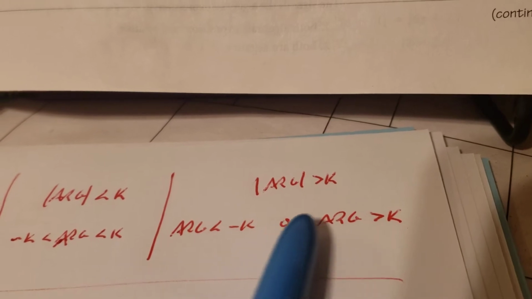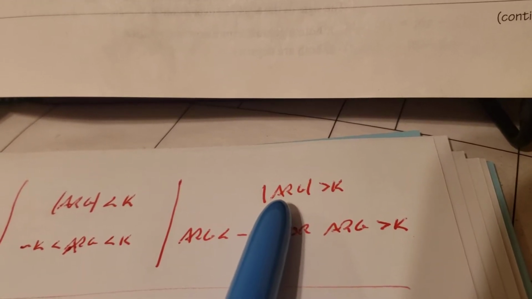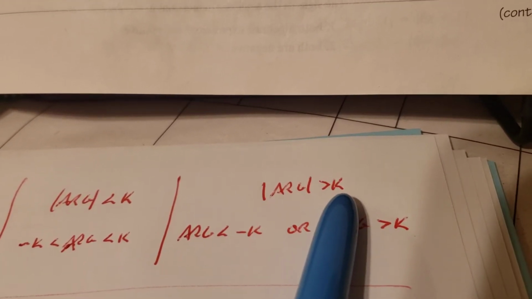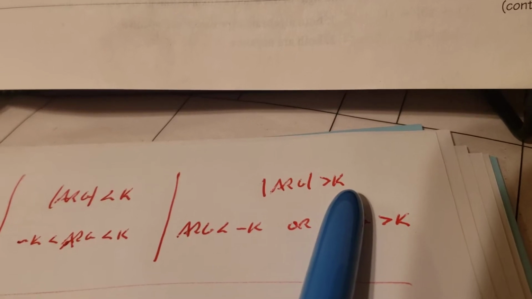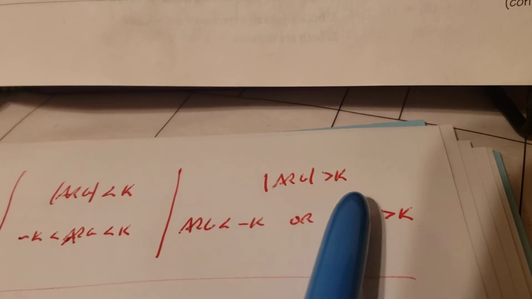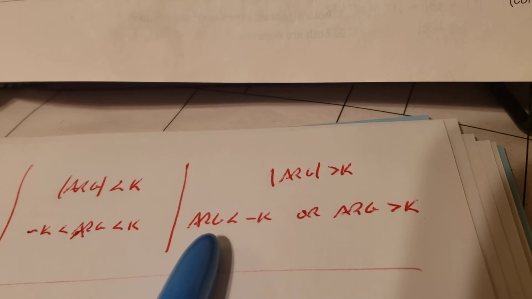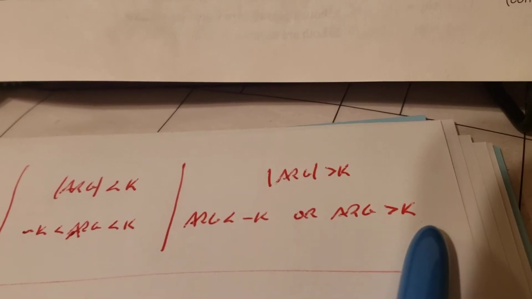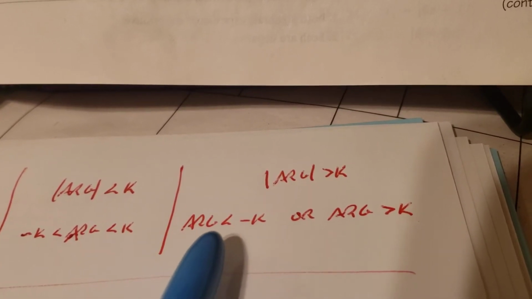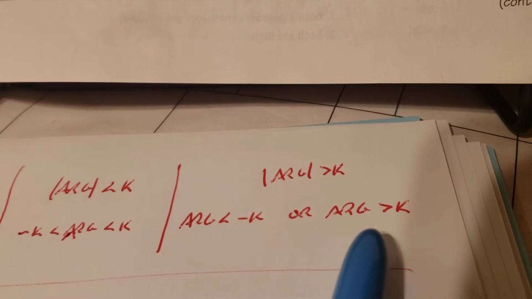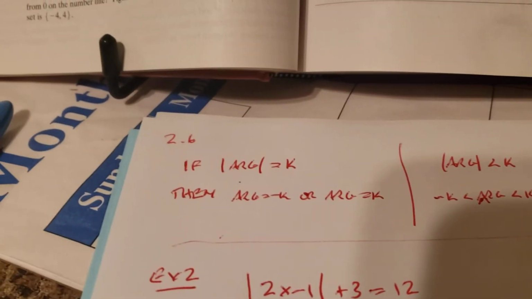And then if the absolute value of an argument is greater than a number, by the way, k is positive in all of these. We'll talk about negatives in a minute. And then this would be the pattern that frees the argument. Argument is less than minus k, or the argument is greater than k. So let's put those to work with some examples.